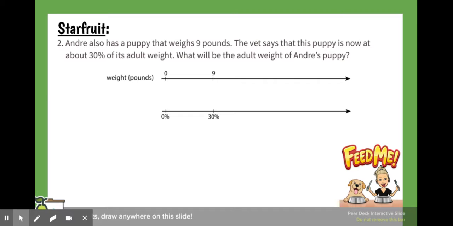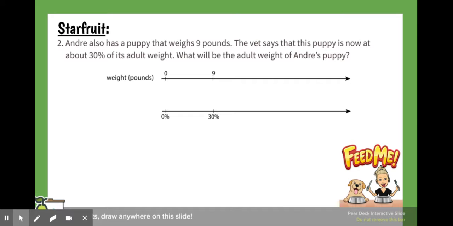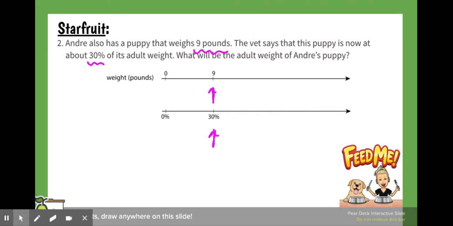So first question is always, what do they give me? What they give me this time is that the puppy currently weighs 9 pounds and that the puppy is at about 30% of its adult weight. So when I look at 30, I need to make sure that I have 9 pounds directly above it. And it looks like they've set it up for me. So I'm good to go on that question. My second step is always to think, okay, what are they asking me to figure out? In this case, they are asking me to figure out what is the adult weight of the puppy.